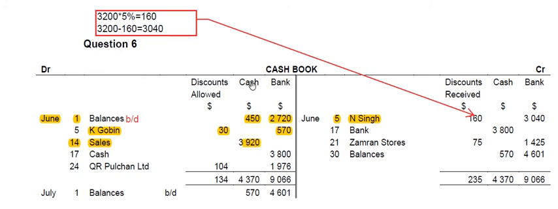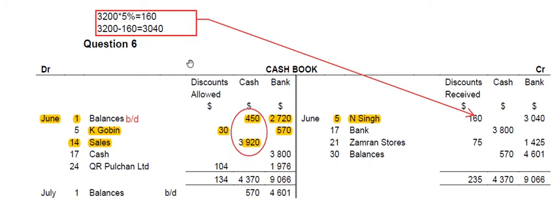On 17th, you transfer some of the cash to bank. If you notice, we have cash of 450 to begin with. We have got 450 cash at the start, and then we had received 3920. So this is the total cash we have.